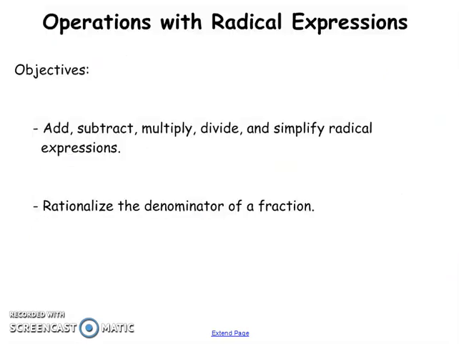Okay, so what we're doing today is operations with radical expressions. We've done this in the past, so it's more of a review than anything new. We're going to add, subtract, multiply, divide, and simplify, and then we're also going to rationalize denominators of fractions.